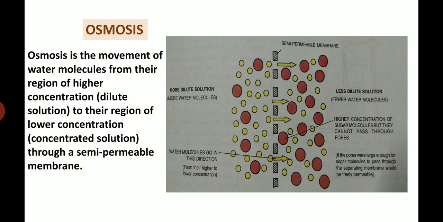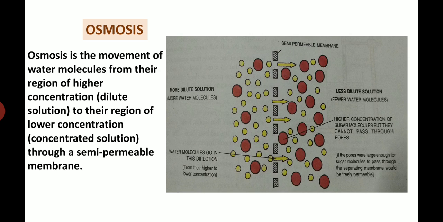So again I am repeating, osmosis basically depends upon the movement of the water molecules. And where will this movement occur? The movement of water molecules will be from the region of their higher concentration, where water molecules are present more. Like in this picture, on the left the water molecules are present more, and they will move towards the region where water molecules are present less. So from left to right the water molecules will move. And another important thing in osmosis is that it will occur through a semi-permeable membrane.